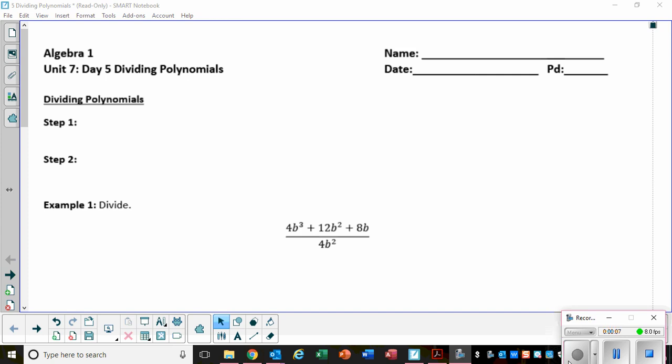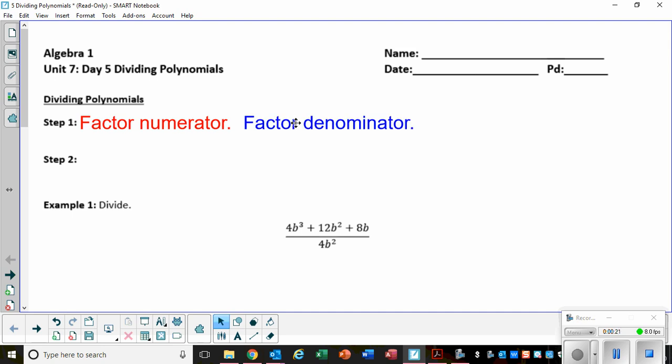Today we're going to be talking about dividing polynomials, which is actually easier than you think. Okay, so let's talk about the steps. Step 1, we actually factor the numerator and we factor the denominator. For this one I'm going to do all the numerators in red and all the denominators in blue so you can keep track. So we're going to factor the top, factor the bottom. And then step 2 is to eliminate common factors. So we'll cancel out those ones that are repeating on both the top and bottom.